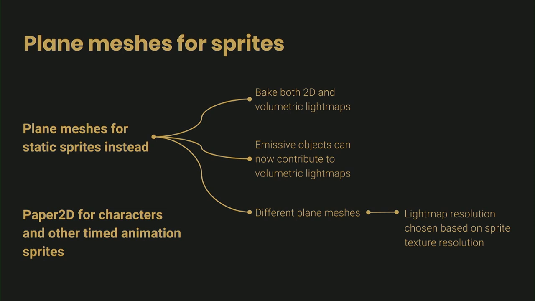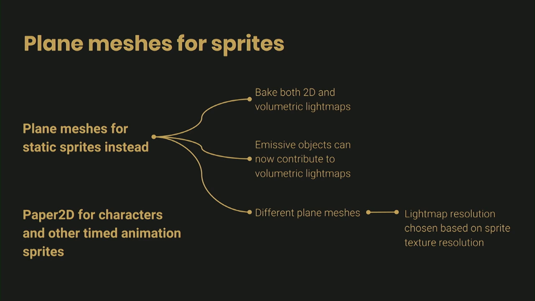So to get around this issue, we started using plane meshes for static sprites instead. And this allowed us to start bouncing lighting off sprites. And so we could bake light maps onto them and then also have them affect and be affected by the volumetric light maps. And how we do that currently is we just have a tool that places planes into the world.